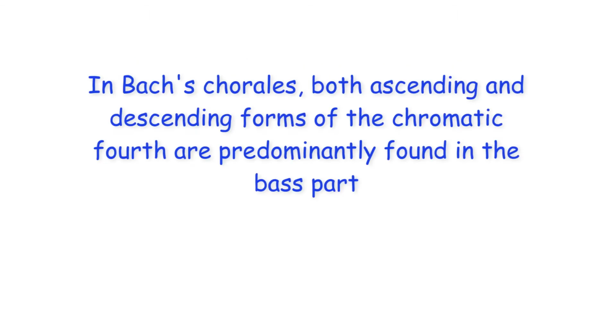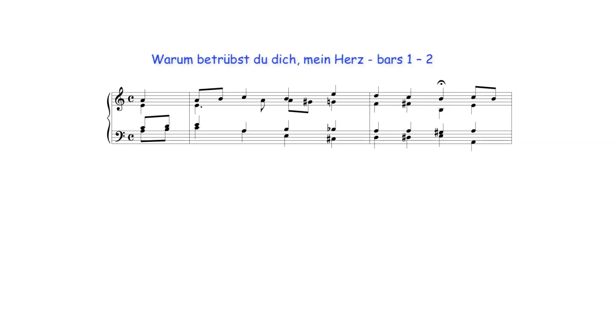In Bach's chorales, both ascending and descending forms of the chromatic fourth are predominantly found in the bass part. In chorale 300, however, this altered descent in A minor is found in the alto part, which also has the order of its raised and lowered sixth degrees reversed.